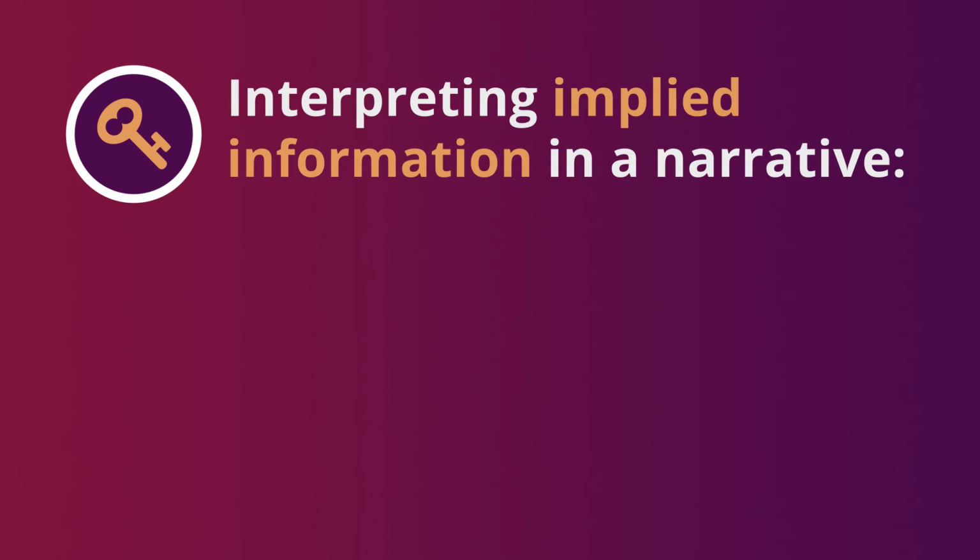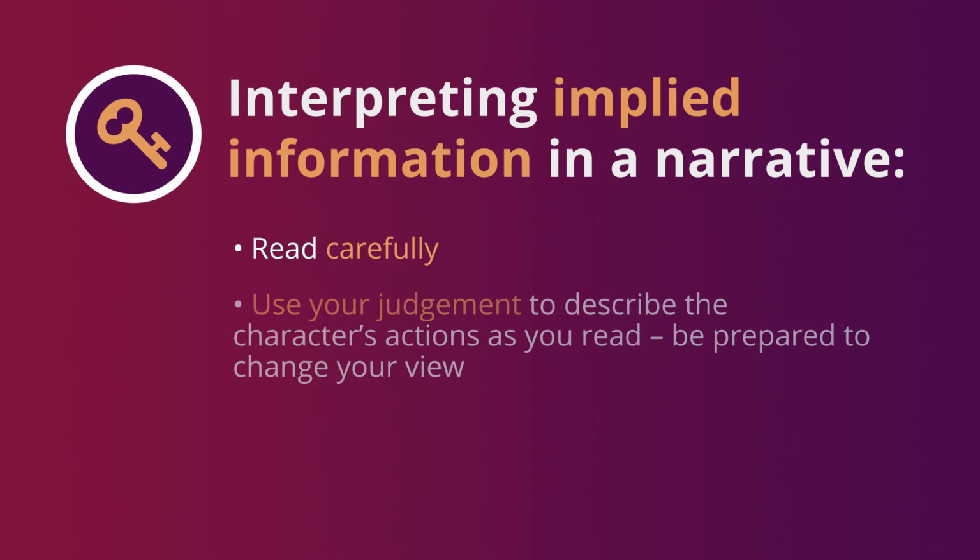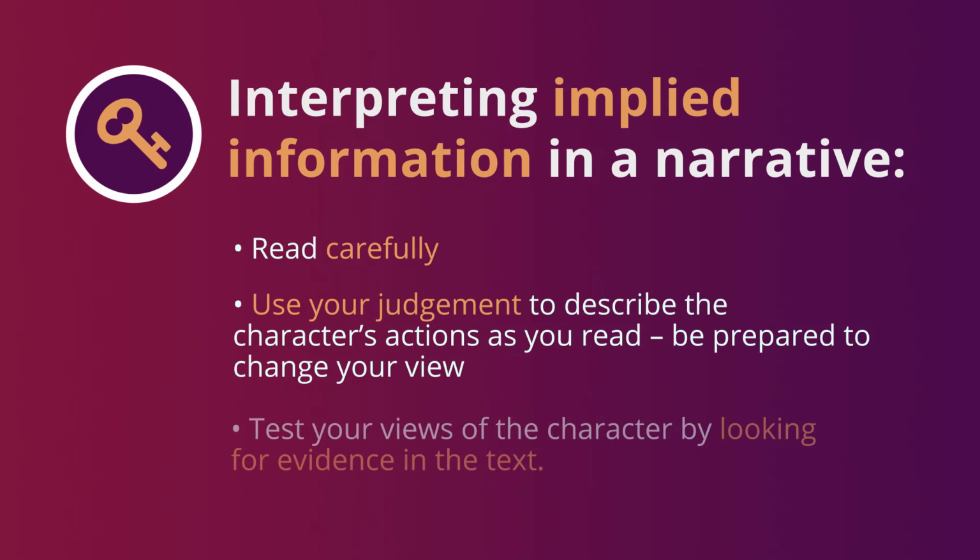So here's what to remember. To interpret implied information about a character in a narrative, firstly, read the text carefully. As you read the actions of the character, use your judgment to describe them as you go, always being prepared to change your view if you need to. When you've finished reading, test your views of the character by looking for evidence in the text to support your opinion.